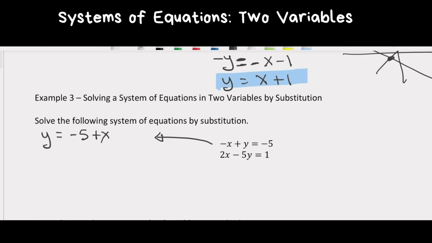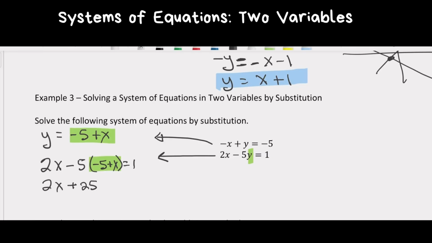Okay, now I'm going to take the next equation and, instead of plugging in a y, I'm going to plug in this equivalent to y. So it will look like 2x minus 5y equals 1, and in the y spot is negative 5 plus x. Okay, so clean up, distribute. Simplify, I've got some like terms here. So I have negative 3x plus 25 equals 1.